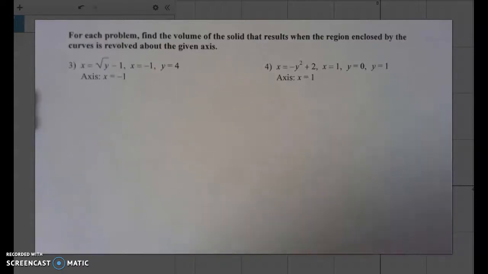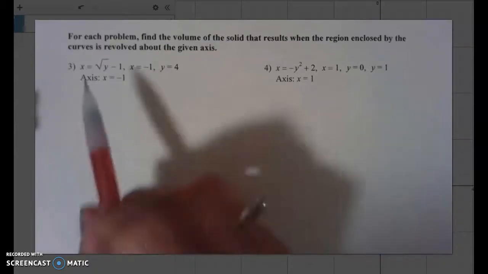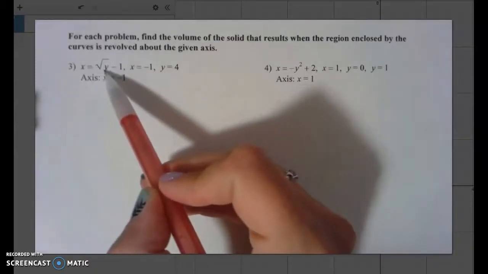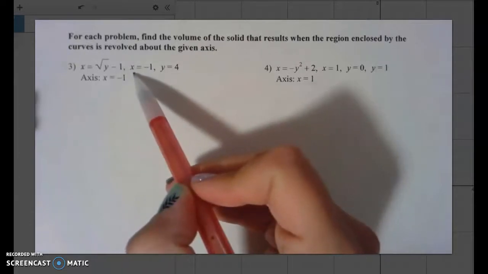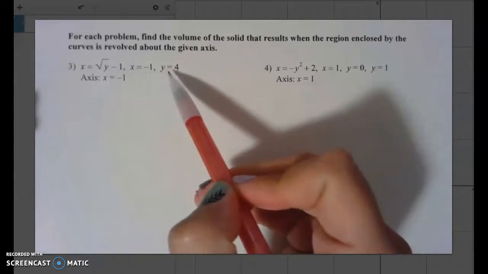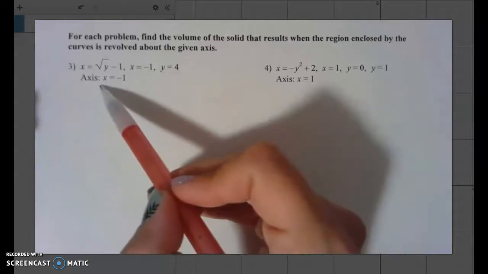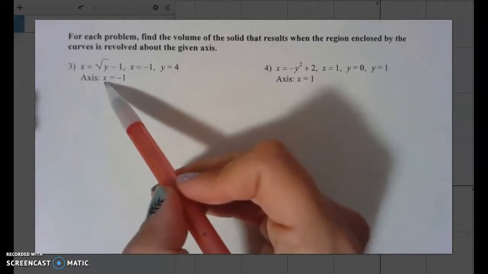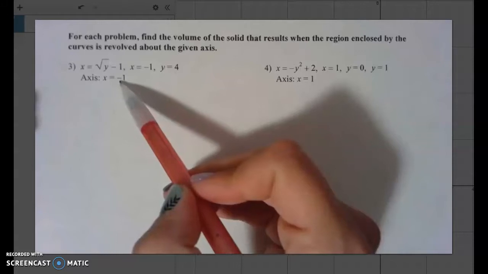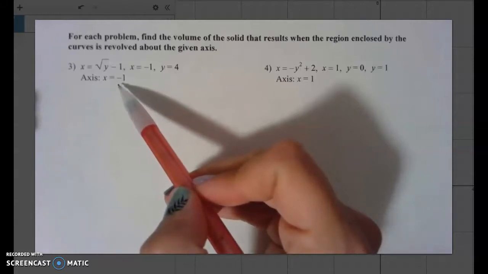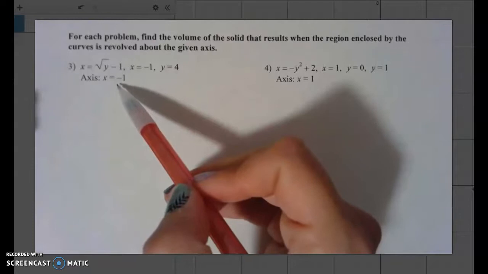Okay, so number 3 just says, for each problem, find the volume of the solid that results when the region enclosed by the curves is revolved around the given axis. So that means we have to look at what we're revolving around. So here we have x equals the square root of y minus 1, x equals negative 1, and y equals 4. And we're going to revolve it around the axis x equals negative 1. Okay, so what we need to do first is we need to graph this.